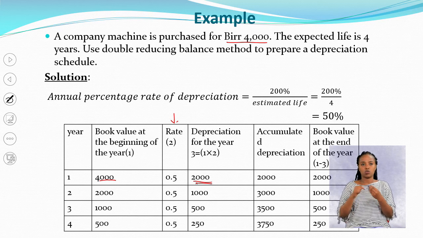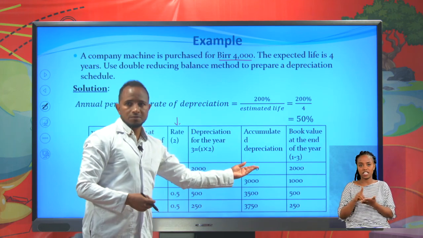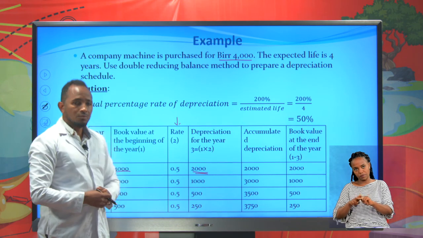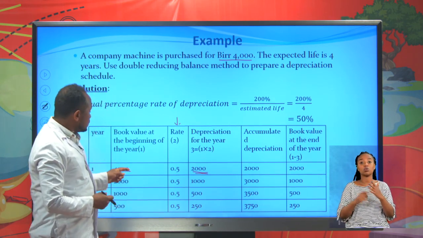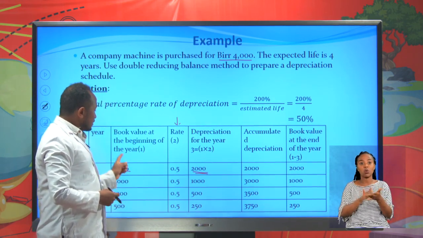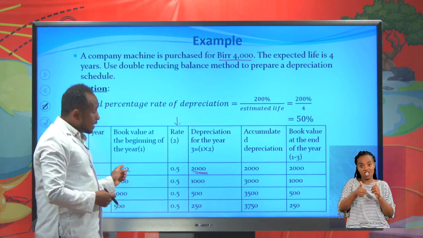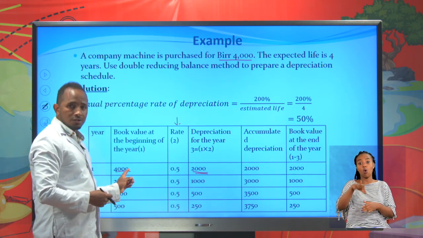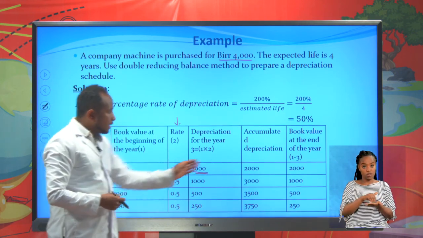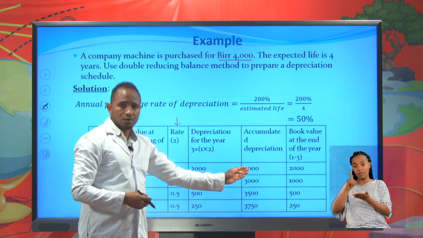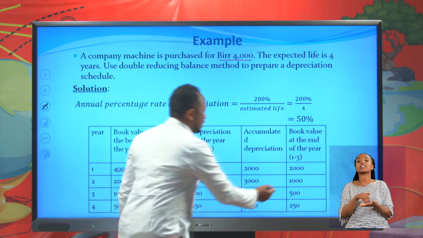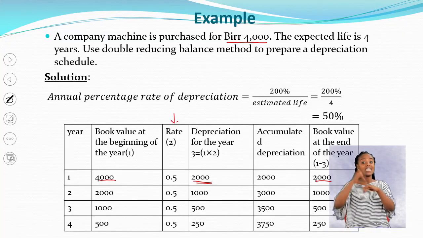So the accumulated depreciation here is only the first year's depreciation, which is 2,000. And the book value is simply the difference between the original cost minus the accumulated depreciation. So the original cost is 4,000 and the accumulated depreciation is 2,000. Their difference gives you 2,000. So the book value at the end of the first year will be 2,000.